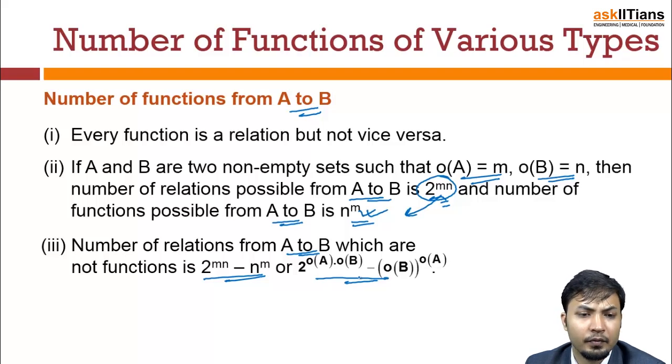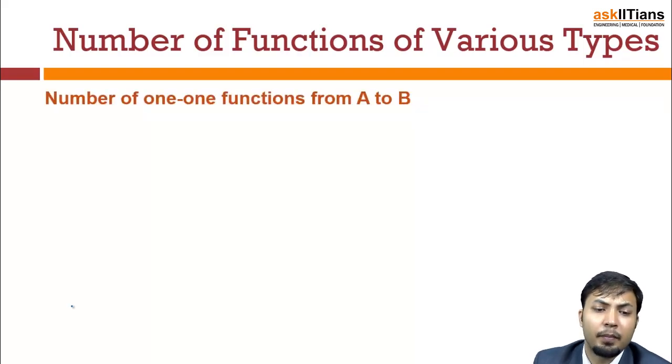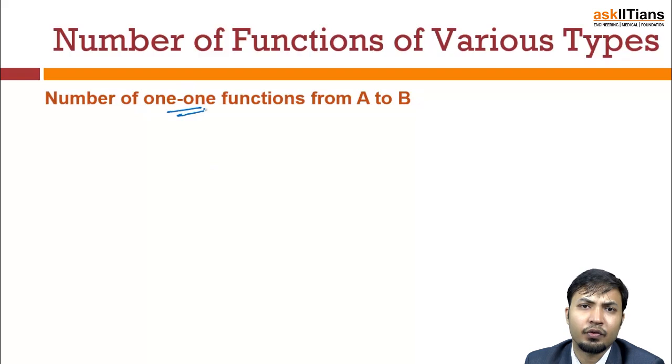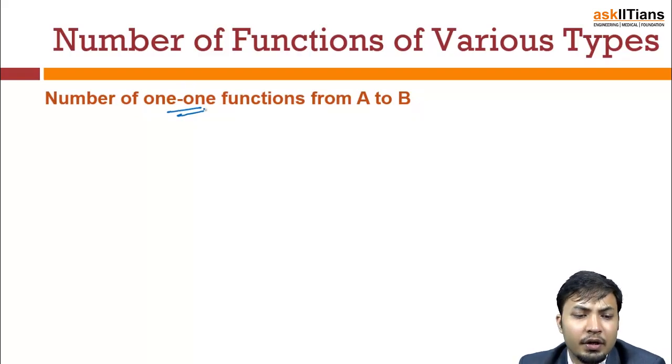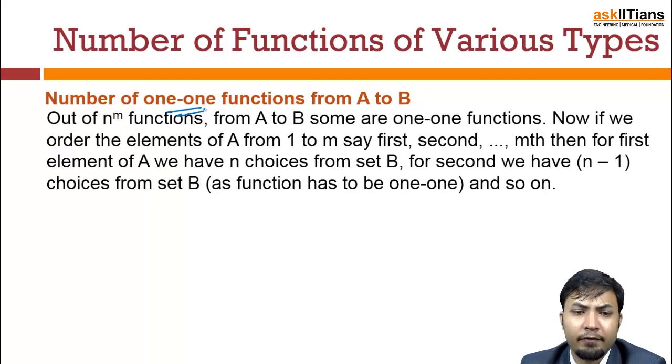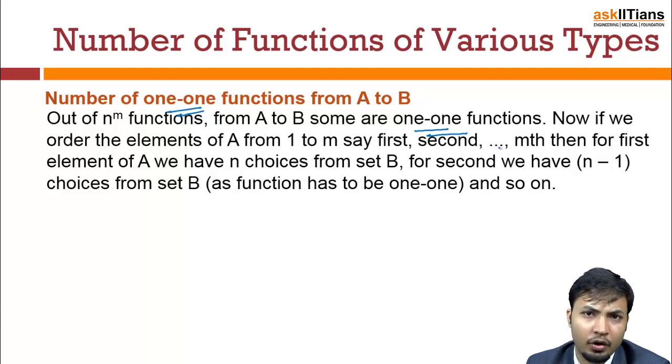Now, the number of one-one functions. We will check how many functions of each type exist. Out of the n to the power m functions from A to B, some are one-one functions. If we order the elements from 1 to m, first, second, third, and so on, then for the first element of A we have n choices, and then it reduces to n minus 1.